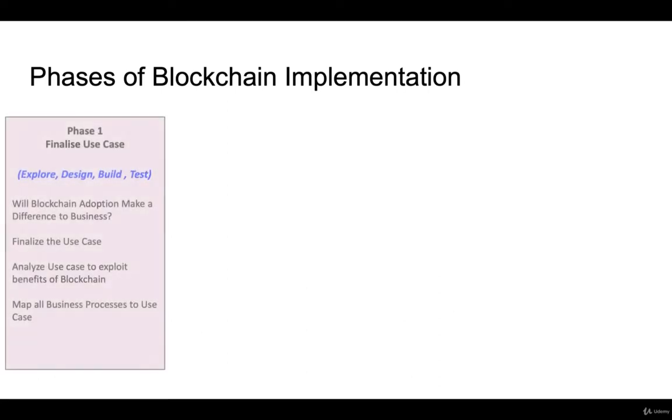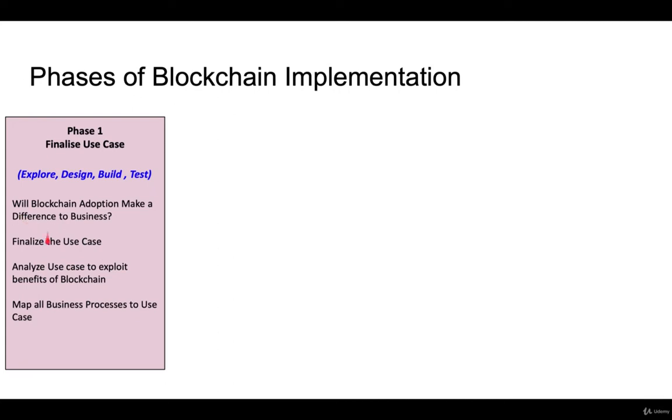What is the first phase? Finalize the use cases. Correct. So what do we do in finalization of the use case? You had told about we would be exploring, designing, building, and then testing the application. Correct. So step by step, the first step is, will the blockchain adoption make a difference to the business? Will it help? It should be profitable. Otherwise, it's of no use. And it should not be an added burden to the organization. So it should be a replacement, not a burden.